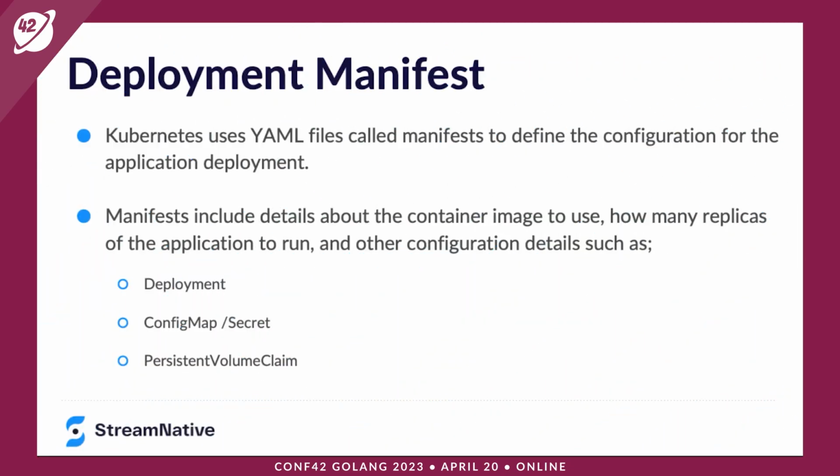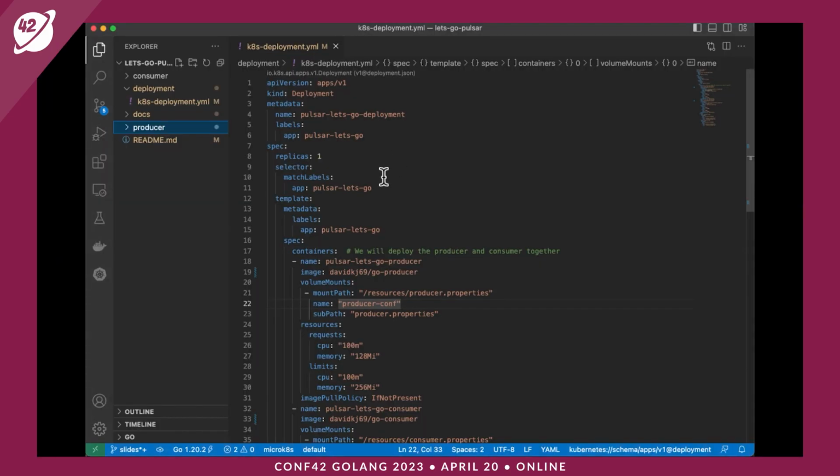In order to deploy our cloud-native application, we will create a deployment manifest that specifies the container images to use, the resources our application will require, etc. Now, since our application is configurable by properties, we will also use config maps and persistent volume claims as part of the application deployment. Let's take a look at this deployment manifest in detail.